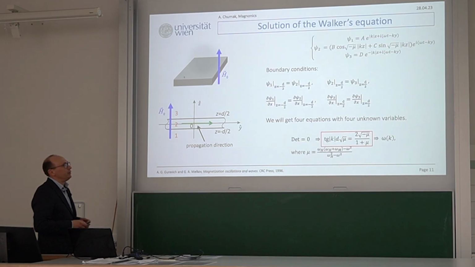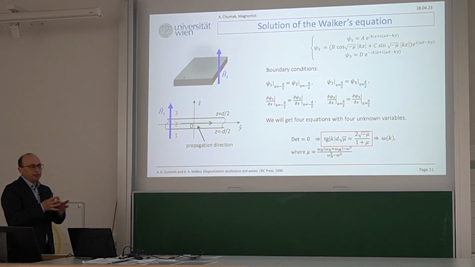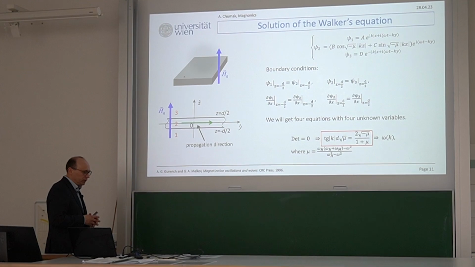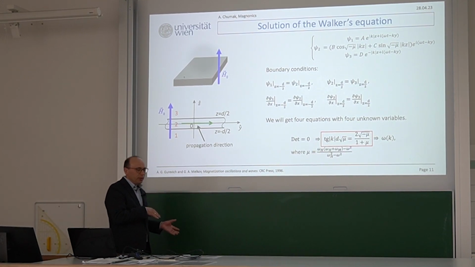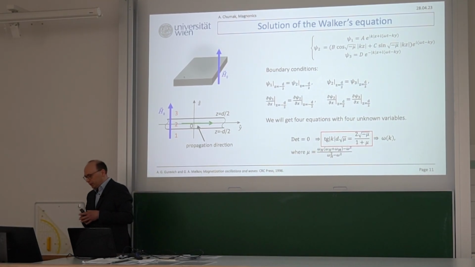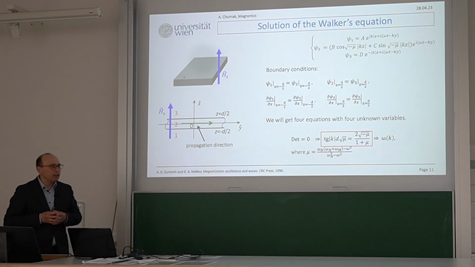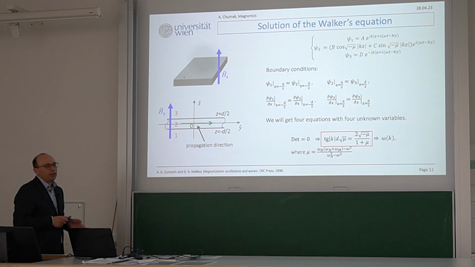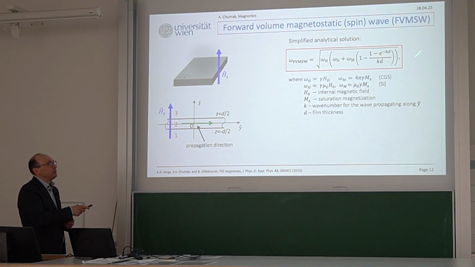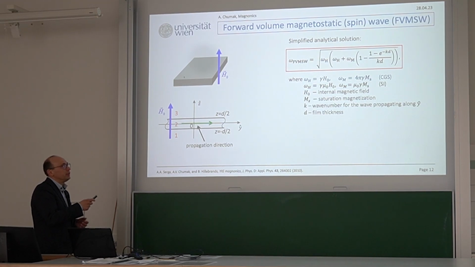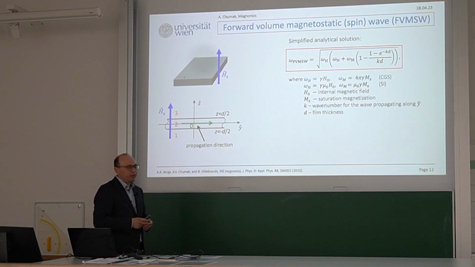What we do in practice, we will discuss how to calculate the real dispersion curve in real cases with magnetostatic and exchange interaction simultaneously a bit later. But if you want to stick to magnetostatic, usually we use a simplified analytical expression like this one, which works perfectly.